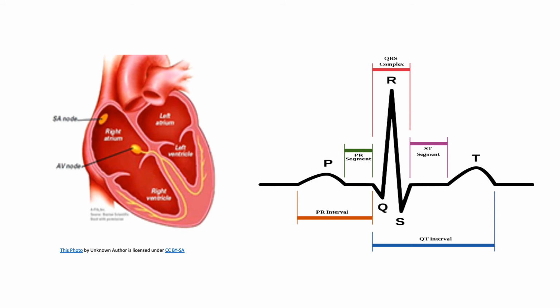These junctional rhythms are characterized by a missing or inverted P wave. So in an EKG, if you see a missing or inverted P wave, that means it might be a junctional rhythm, and that the sinoatrial node is not working.